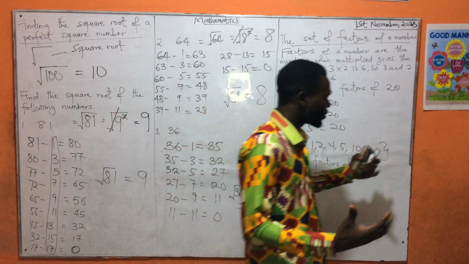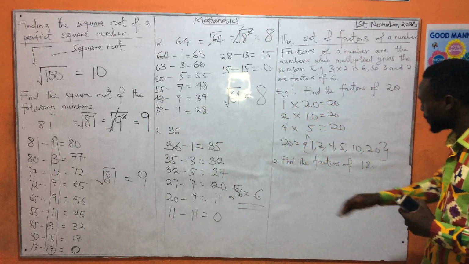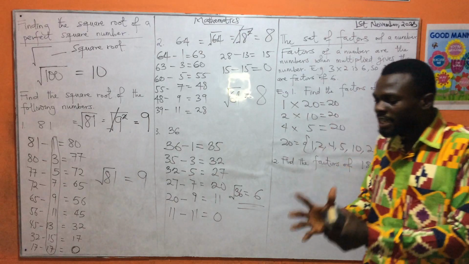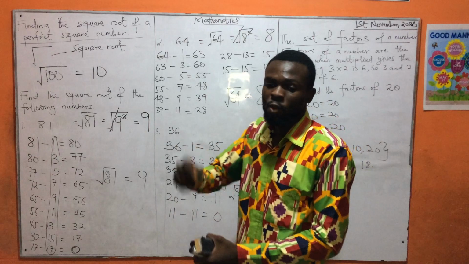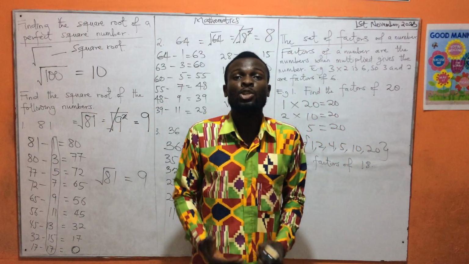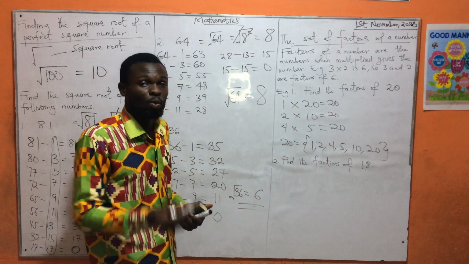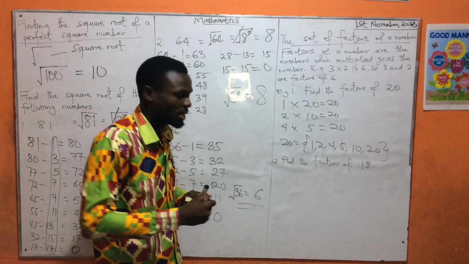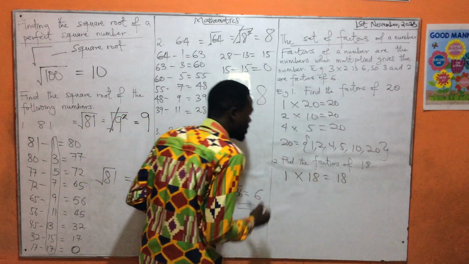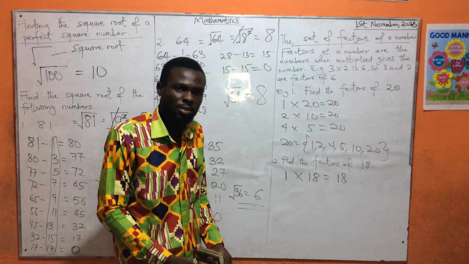Let's find the factors of 18. Looks like we are speeding up because of the time factor. So we have to find the factors of 18. As we said, factors of a number are numbers that when multiplied give you the number. So if you multiply that number, you are getting a factor of it. 1 and the number itself are factors of the number. So 1 times 18 is 18, which means 1 is a factor of 18. 18 is a factor of itself.